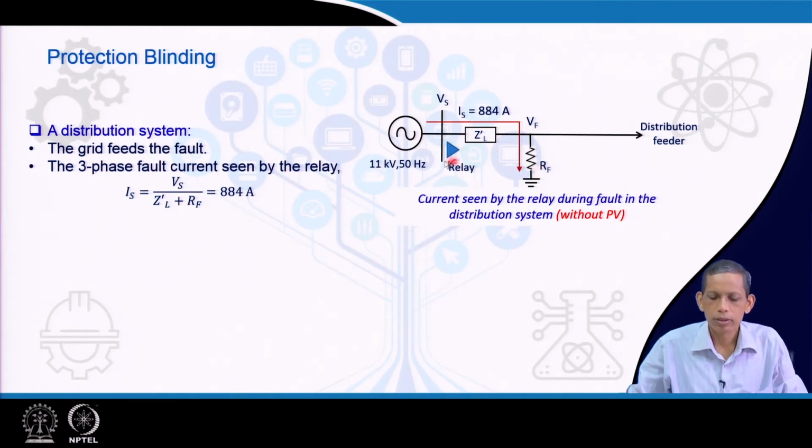Now, we have considered here the source to be pretty strong. So, as compared to these impedances, the source impedance is much smaller. So, for this three phase fault case, the corresponding IS becomes equal to the voltage here upon the corresponding impedance of this path, ZL dash plus RF. Let us say for this case, the system simulation reveals 884 ampere.